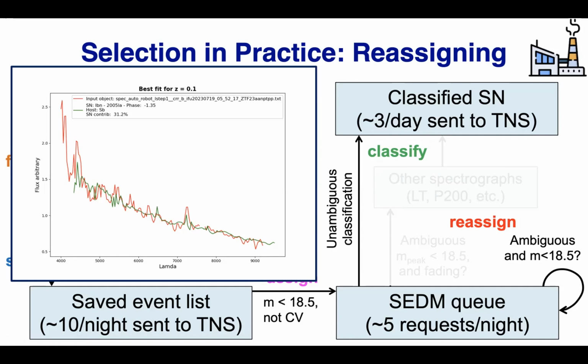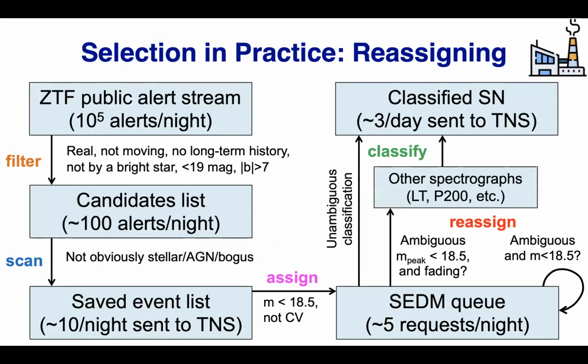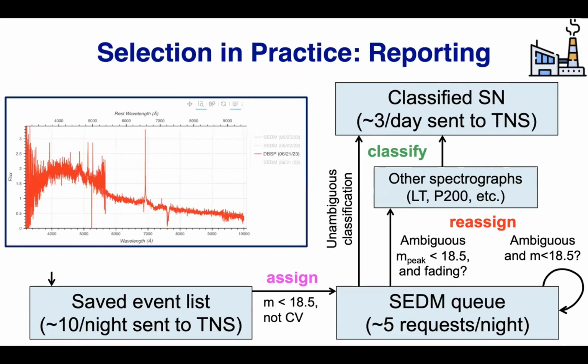So usually the first step is to reassign to get more data from the SED Machine, particularly if the source is brightening, and we can expect a higher signal-to-noise observation the next time around in a week or so. And so we might do that. If the second classification spectrum is also ambiguous, we probably need to pull in bigger resources, larger telescopes, higher resolution spectrographs to actually determine what it is.